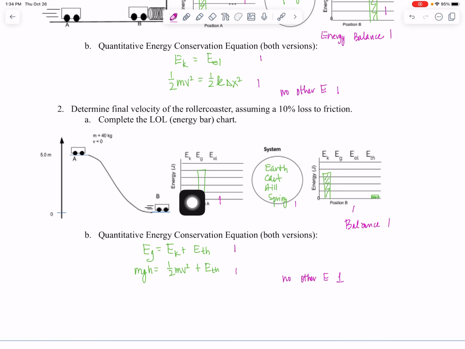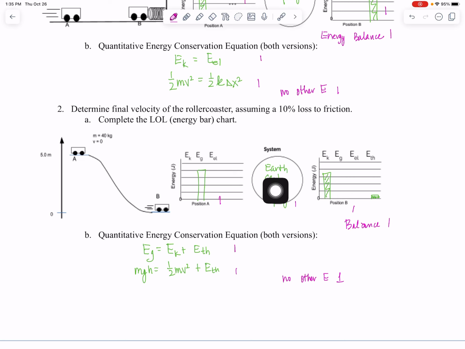Oh, I forgot to mention this on number 1. 4 bars here, and then I have 3.5 plus a half a bar, and ETH will give me 4 bars. This is my loss to friction here. I defined my system as the earth, cart, hill, and the spring.